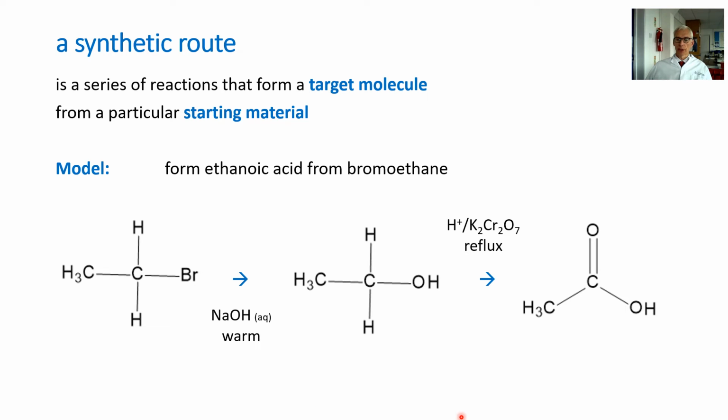So you would be expected to know all of that detail to be able to go from the starting molecule to the target. You'd be expected to identify a suitable intermediate and then identify the reagents and conditions needed for the steps between the molecules in your synthetic route.